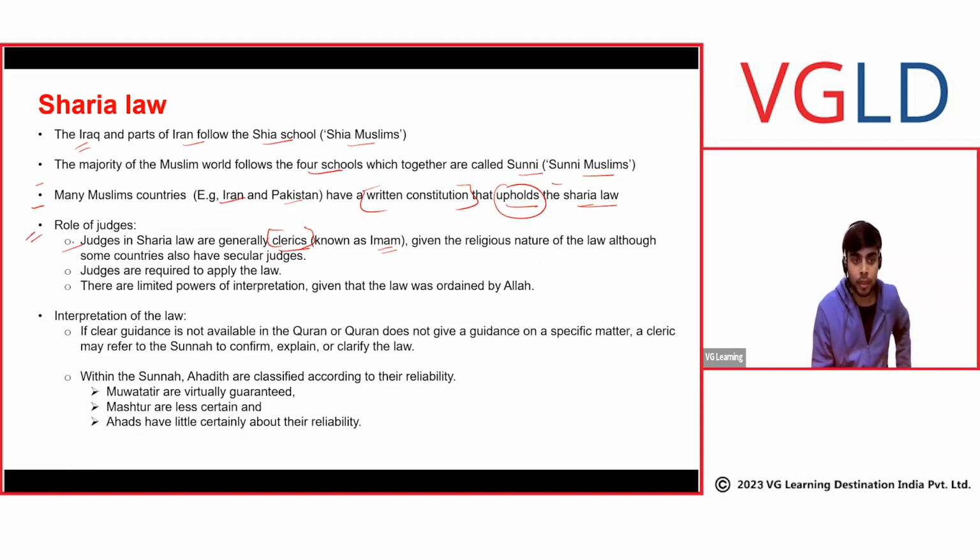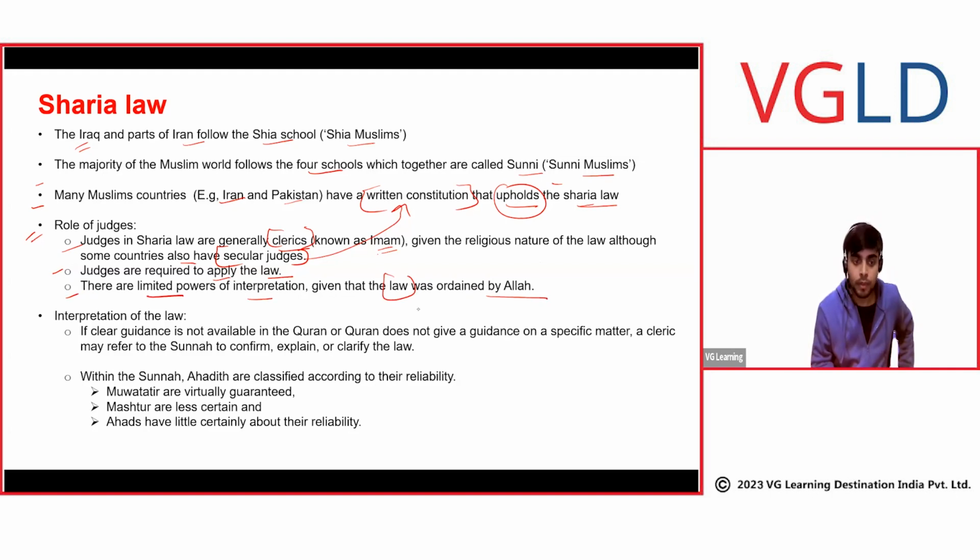We'll discuss them. So judges in Sharia law are generally clerics, also known as imam, given the religious nature of the law, although some countries also have secular judges. Why are there secular judges? Because some countries have a written constitution. Judges are required to apply the law, to execute it, just like the executive. If there is a law, judges will read it from the Quran, their holy book, and pass judgment based on whatever is given in it. They have limited powers of interpretation, given that the law was ordained by Allah.